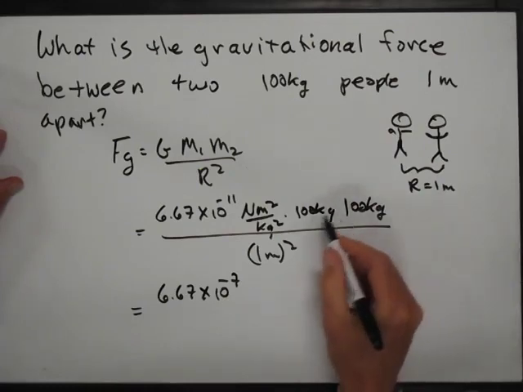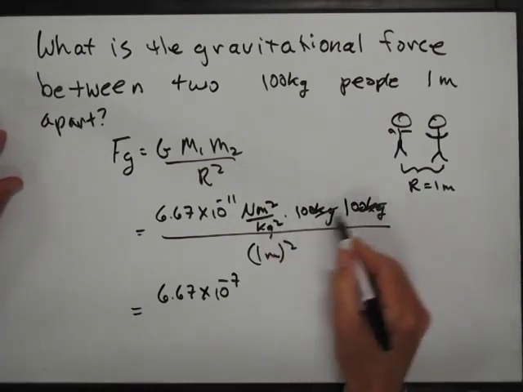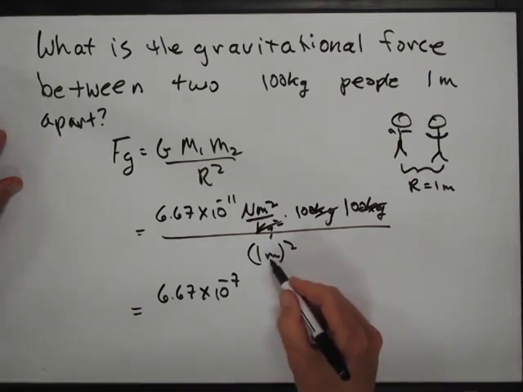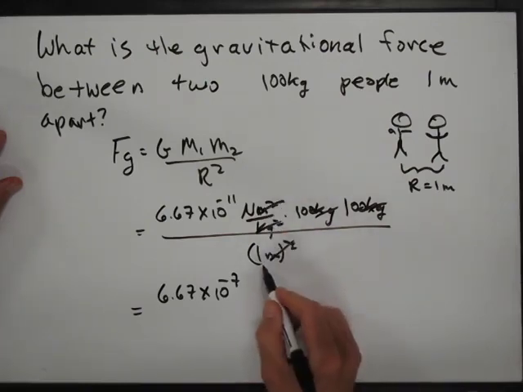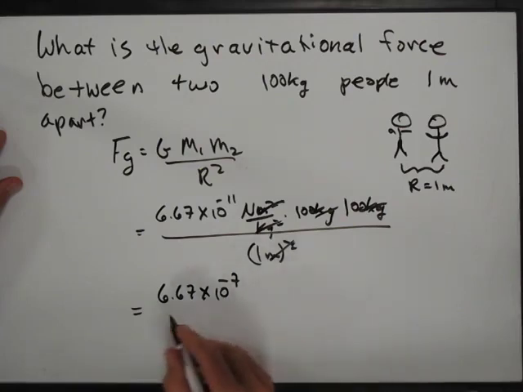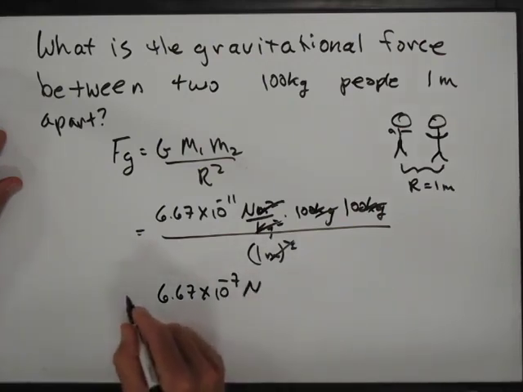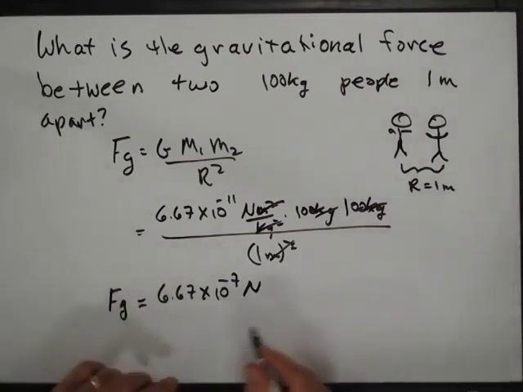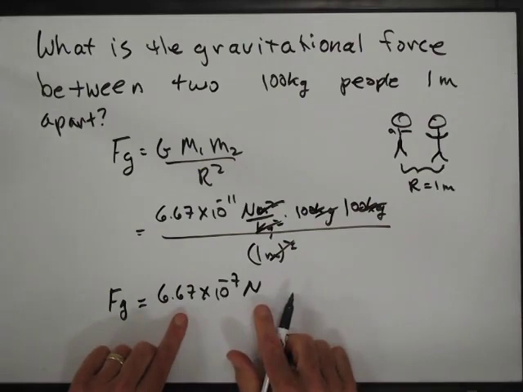And now I've got to sort the units out. I have a kilogram and a kilogram that cancels a kilogram squared. And then I have a meter squared in the denominator, which cancels a meter squared. Here, 1 squared is 1. And so this is 6.67 times 10 to the negative 7 newtons. And that's what the force of gravity is. And so, you know, that's 7/10 millionths of a newton. It's less than a millionth of a newton.